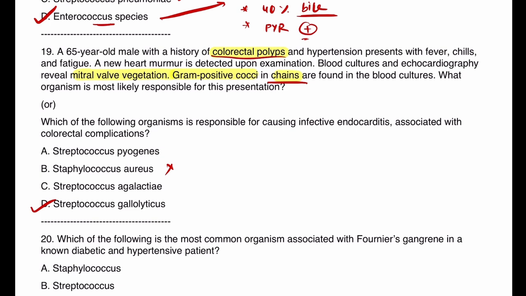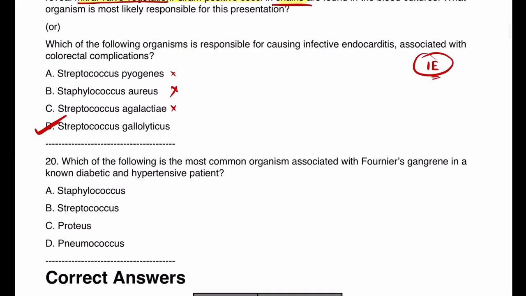Because see, there is this mitral valve vegetation, which means this is a case of infective endocarditis. So when there is infective endocarditis in a patient who has increased risk of colorectal polyp or colorectal cancer, the bacteria responsible for this infective endocarditis is your Streptococcus gallolyticus. Next, which of the following is the most common organism associated with Fournier's gangrene?